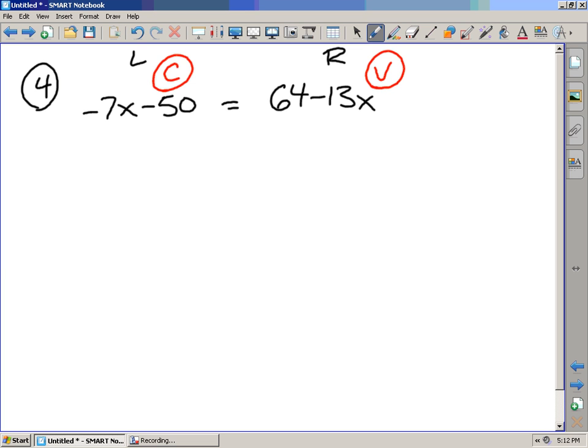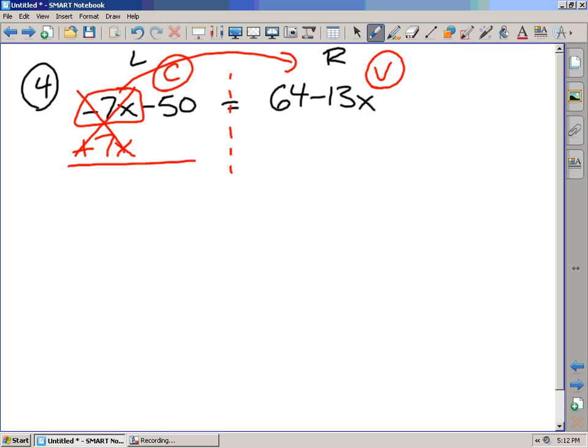And then we're going to proceed to get those like terms on the same side. So this time I'm going to start with the variables. I want to move all of the variables to that right side. To cross the equal sign, we need to use the inverse operation. So the inverse operation of subtraction is addition. Negative 7x plus 7x equals 0, so we are left with a negative 50.